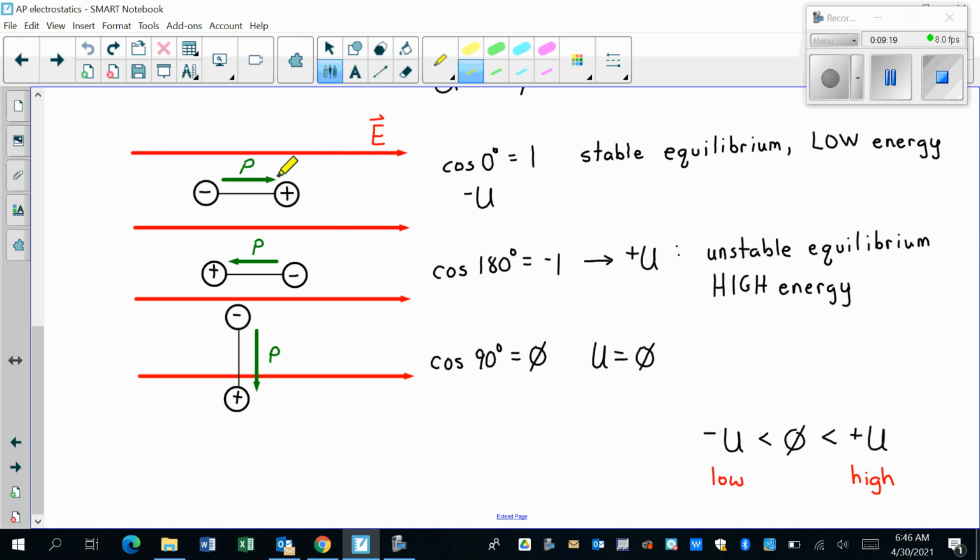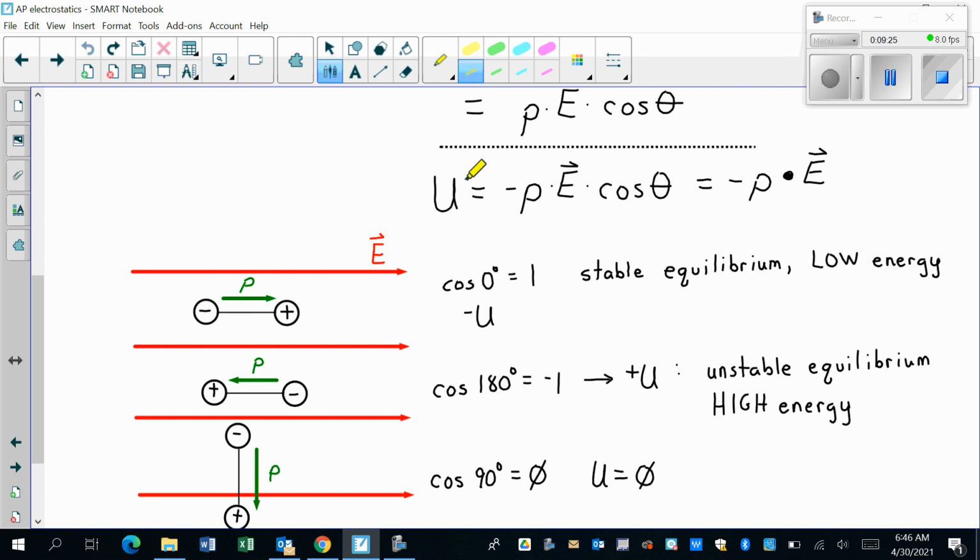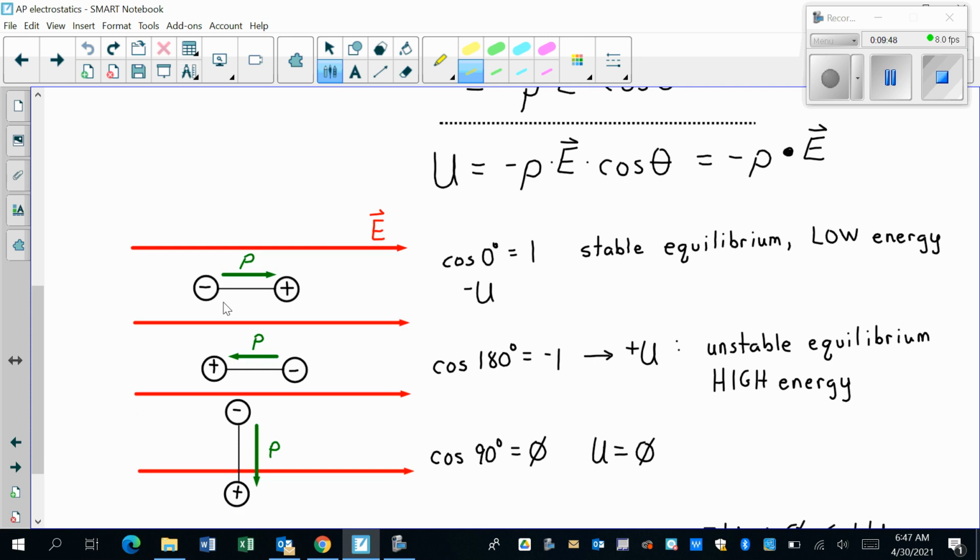So if these two things are aligned, P and E are aligned, the dot product is positive. The equation says your energy is equal to your dot product, and then throw a negative in front of that. So if I have a positive dot product and I put a negative sign in front, it means I have a negative amount of energy. And a negative energy just means it's low energy. So low energy, stable equilibrium, negative energy. Negative potential energy to be specific.